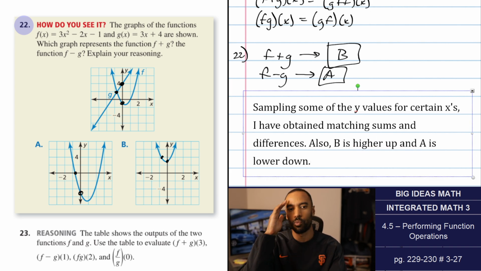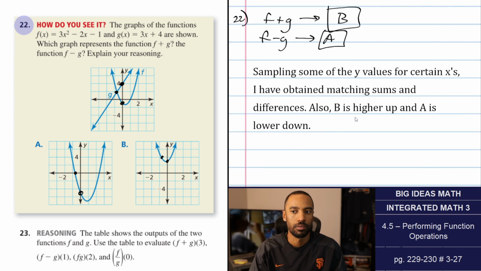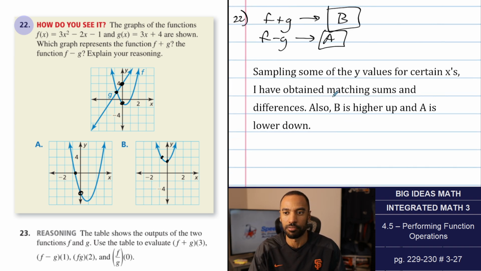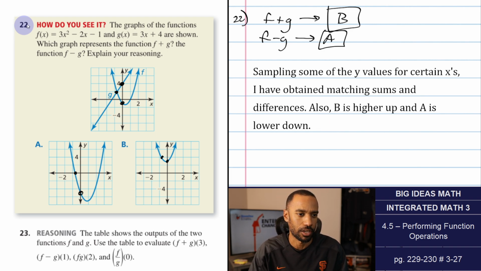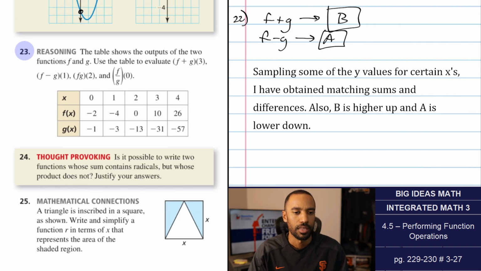And when you consider what these two functions represent, they have a lot of positive y values going on. So when you add positive numbers together, they're going to get bigger as a result instead of subtracting and becoming smaller. So that's just kind of what I have with that. I think that's how I can make most sense of it. But that substitution is there. Okay, number 23. The table shows the outputs of the two functions f and g.